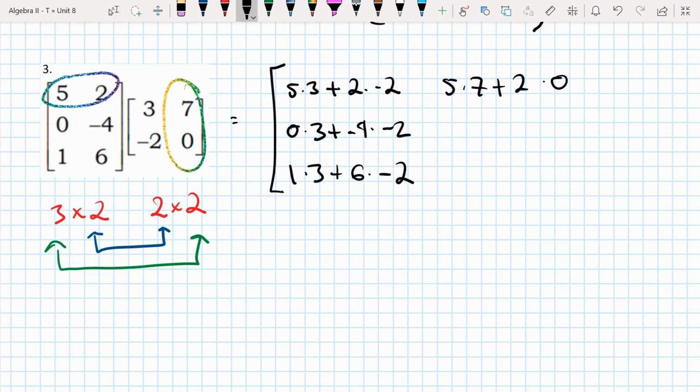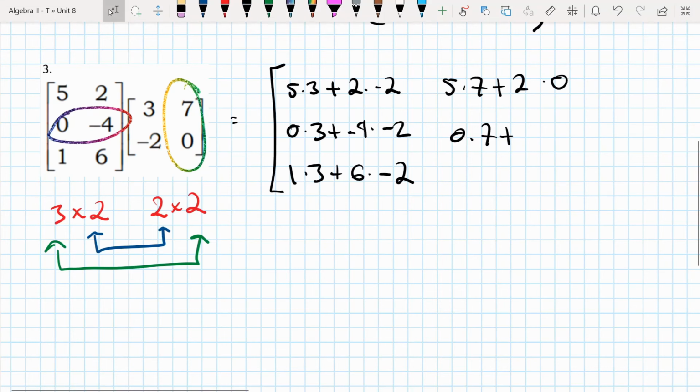Next, it's going to be the second row in the second column. That's 0 times 7 plus negative 4 times 0. That's just going to be 0, but I just want to show out these steps because we're still just getting started with this. And then the third row in the second column is going to be 1 times 7, so 1 times 7 plus 6 times 0.